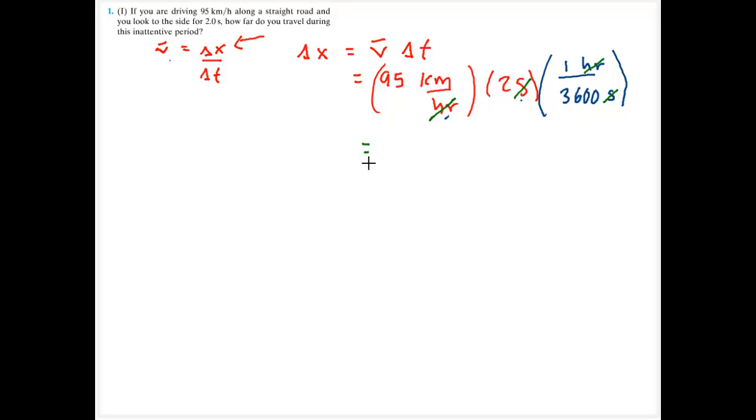And I go ahead and I multiply all this stuff together and I come out with 0.053, and the unit is going to be in kilometers. That's also going to be 53 meters, or roughly 150 feet. So you've traveled quite a long distance.